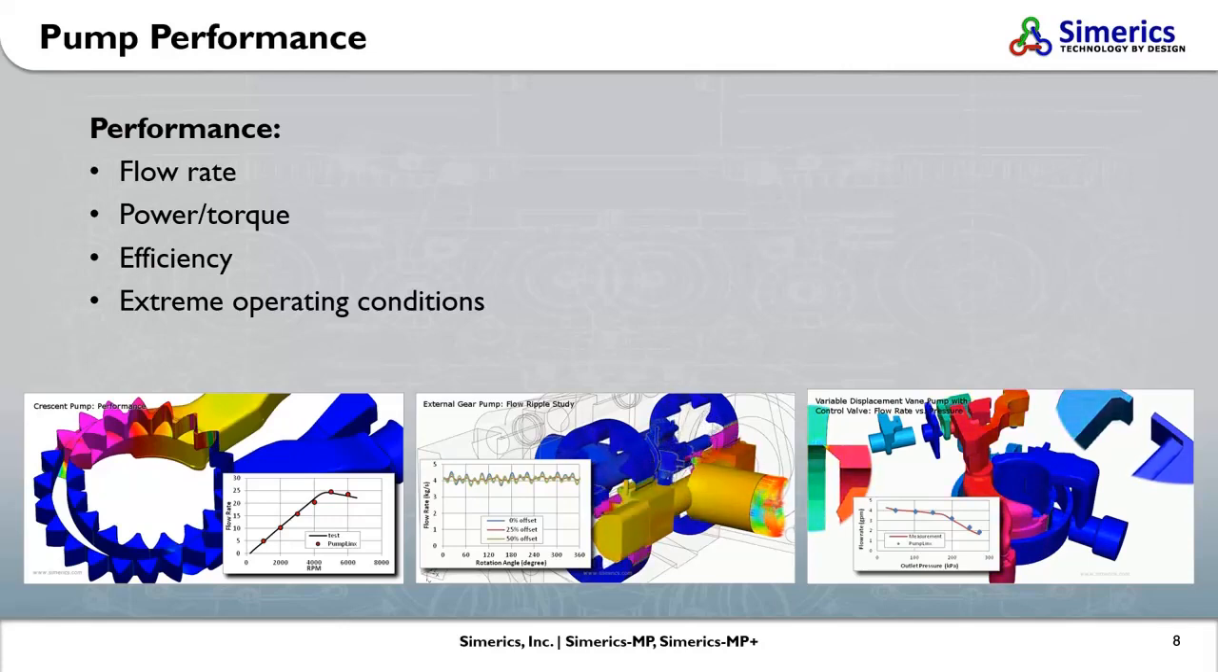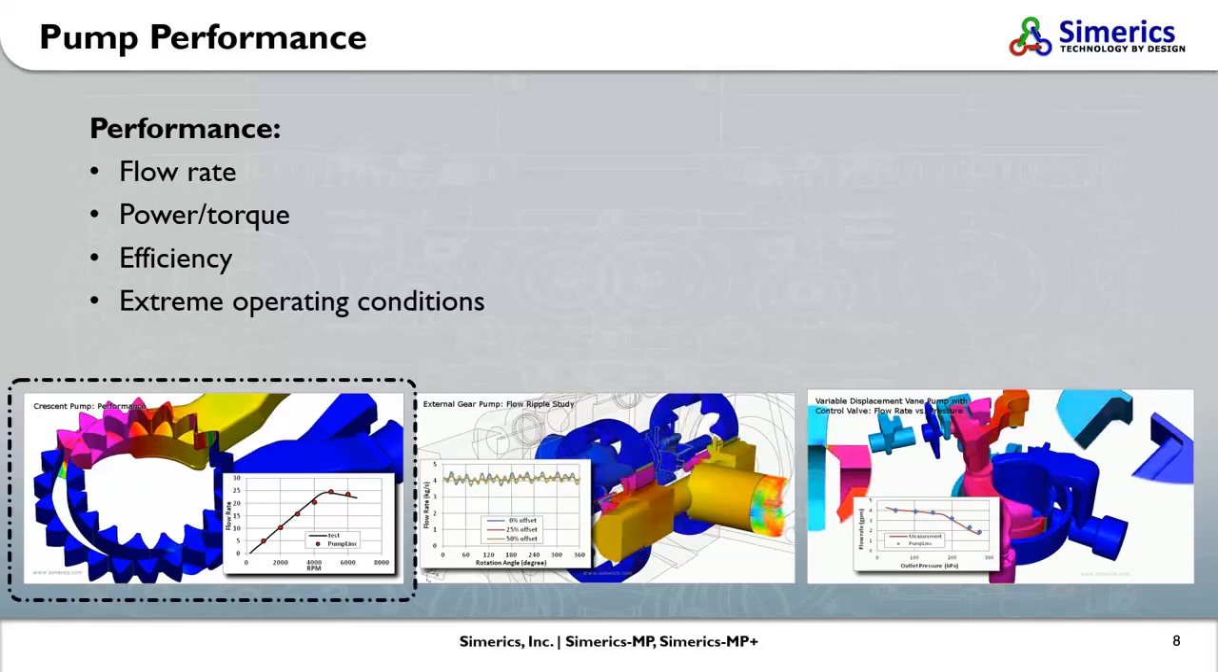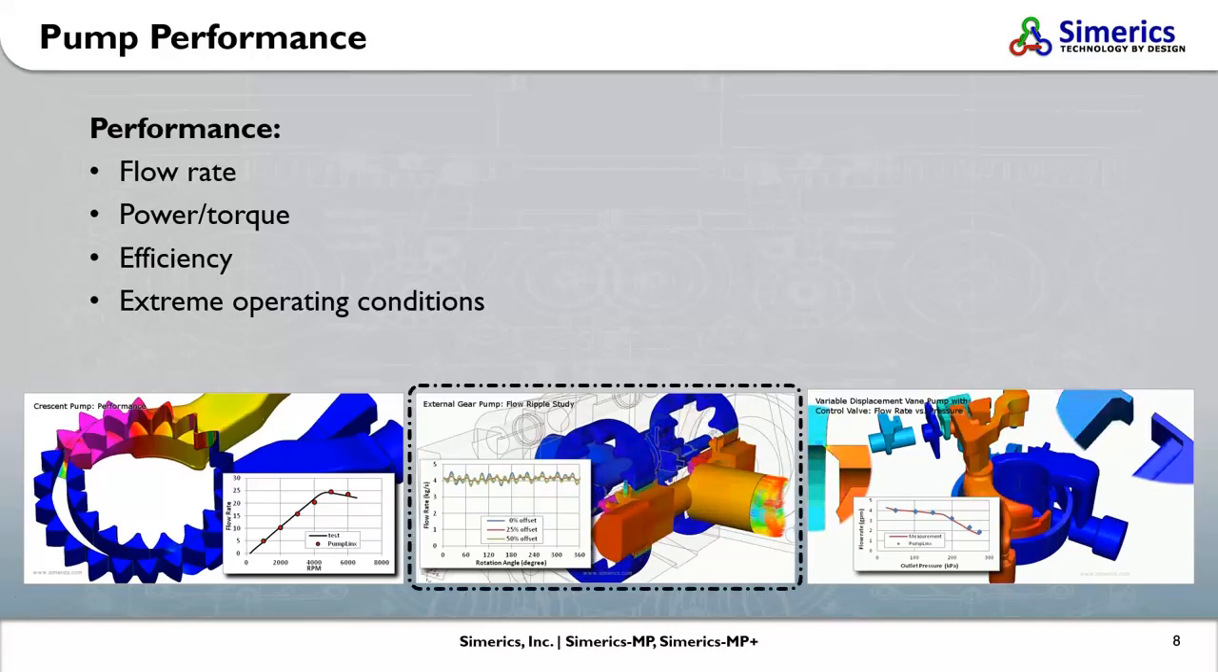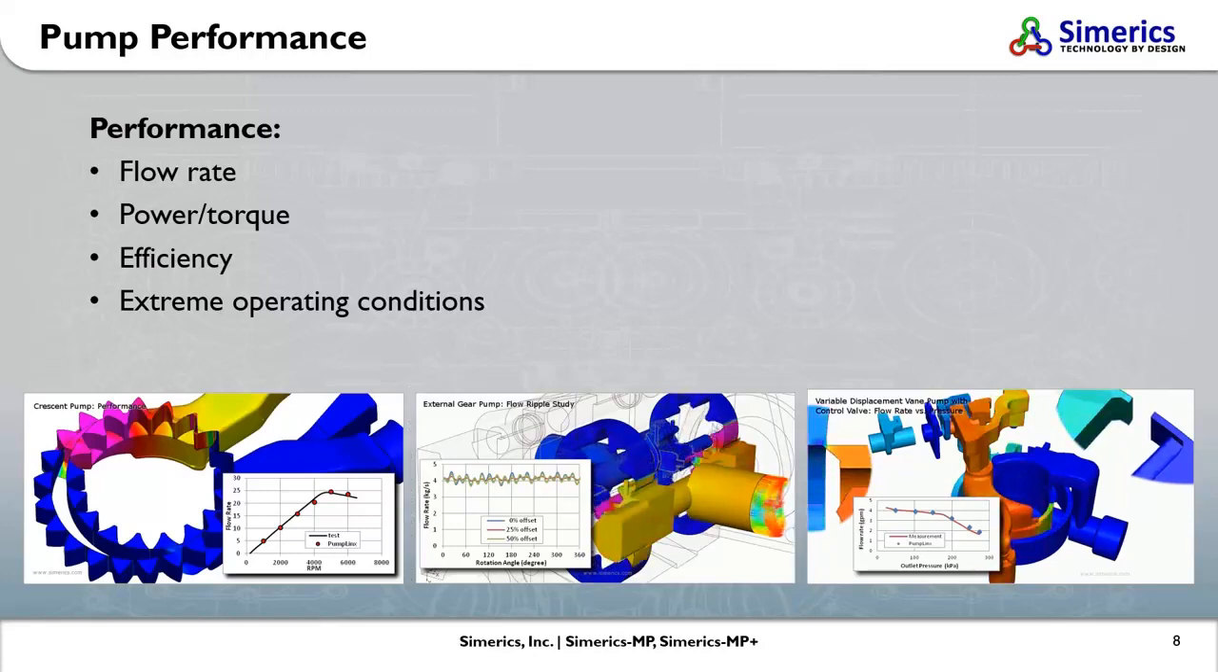This slide shows some performance prediction examples. The image on the left shows the volumetric efficiency of a crescent pump predicted by Simerics MP+, compared with experimental data. The center image shows a dual-gear pump design running with a shifted phase in order to reduce flow ripple. Simulation results demonstrated improvement in flow ripple reduction at different phase offsets.